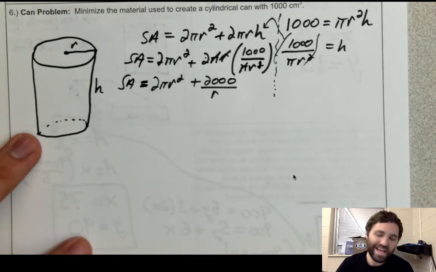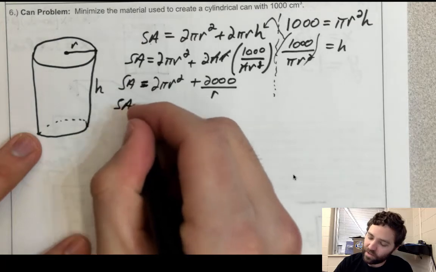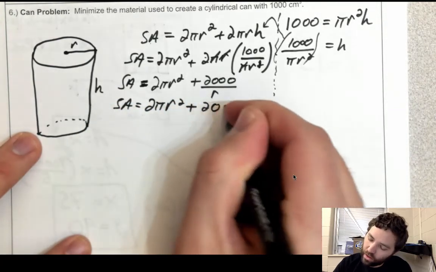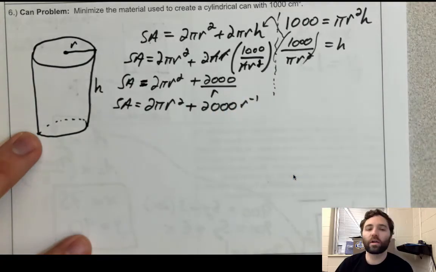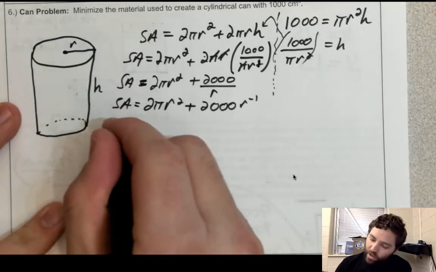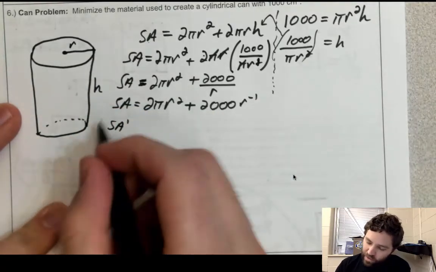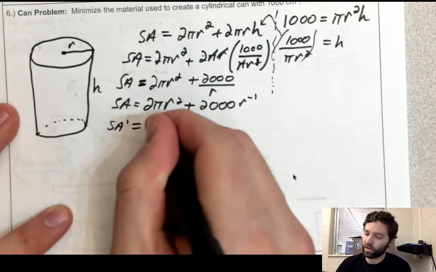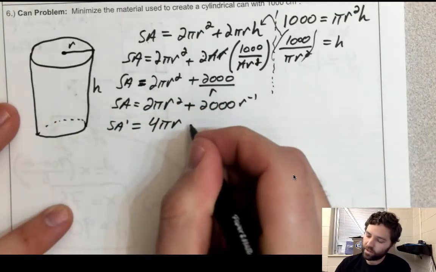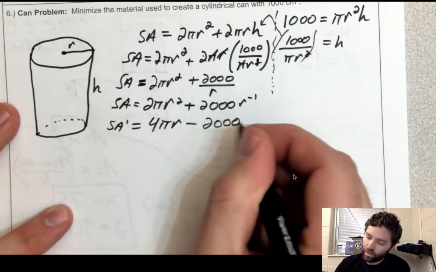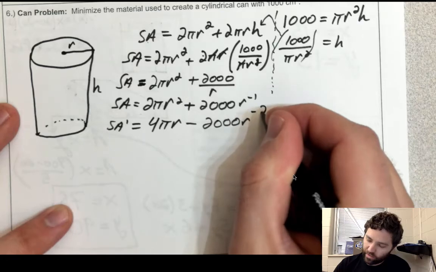Okay? Now, sorry, back up. If I want to take the derivative of this, then what I'm going to do is rewrite this as 2 pi r squared plus 2,000 times r to the negative 1. And then I'm going to take the derivative. So surface area prime, probably the book uses just S instead of SA, and I probably should have too, but the derivative here is going to be 4 pi r minus 2,000. Subtract 1 from the power, r to the negative 2.